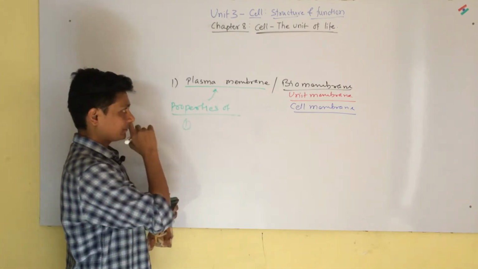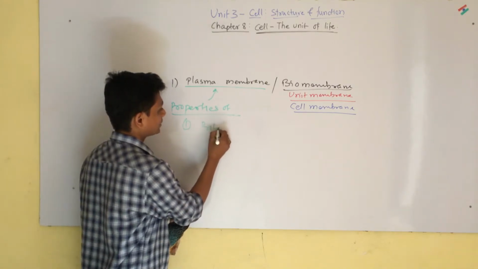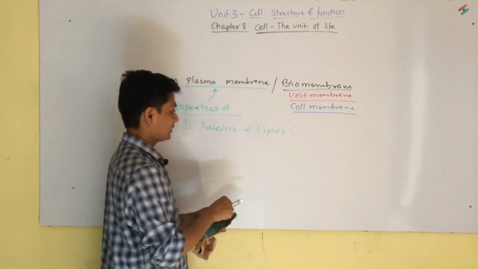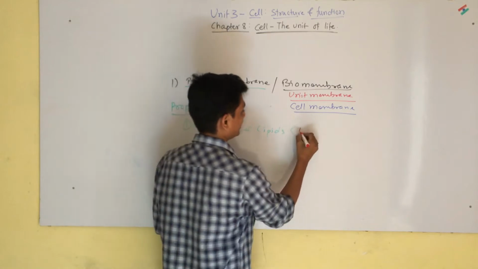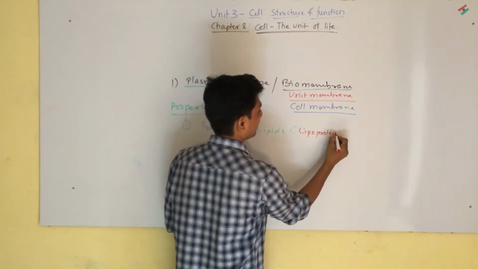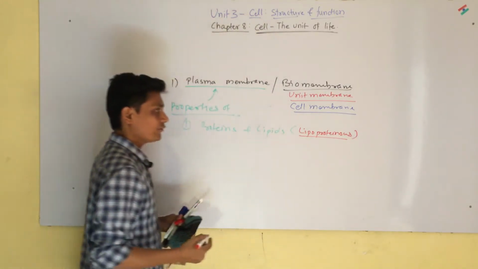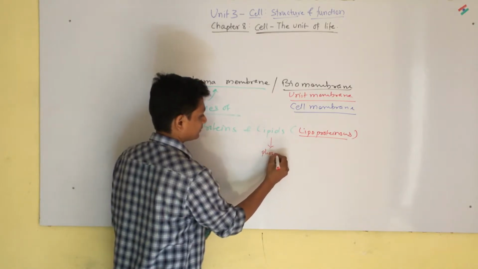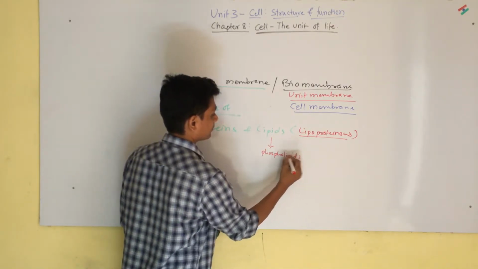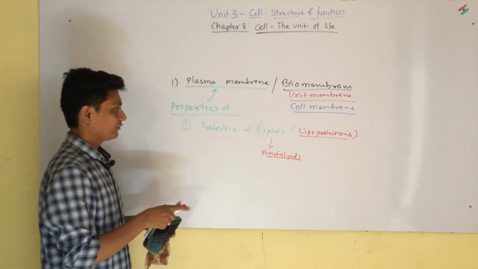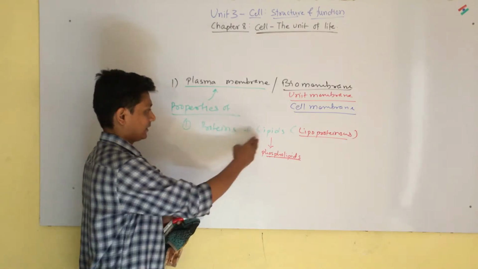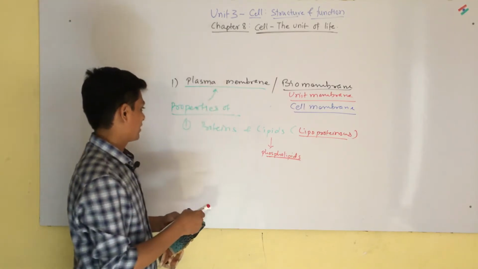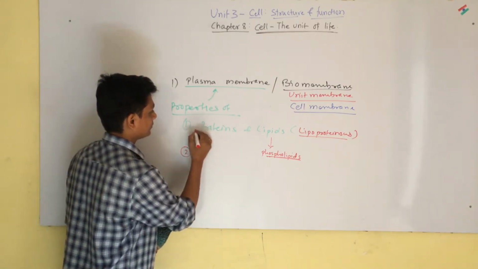First property, these plasma membranes are made up of proteins and lipids, or it is also known as they are lipoproteinous in nature. Means they are made up of lipids as well as proteins. Here the lipids are phospholipids. The phospholipid part of the lipids is embedded into the proteins, and proteins and lipids make this plasma membrane. This is the first property.